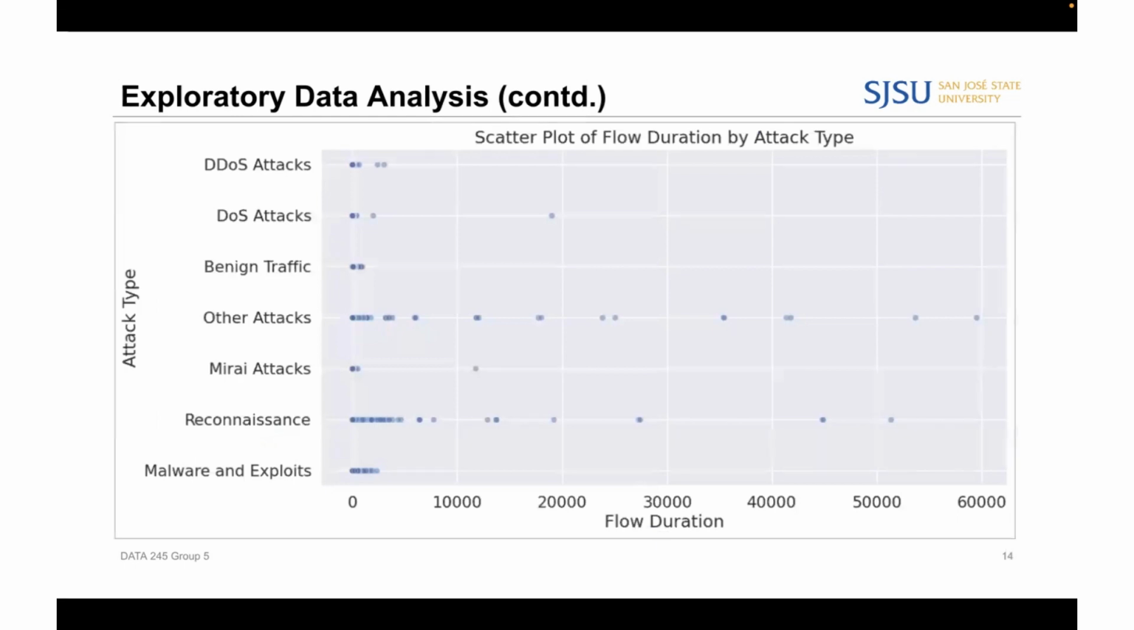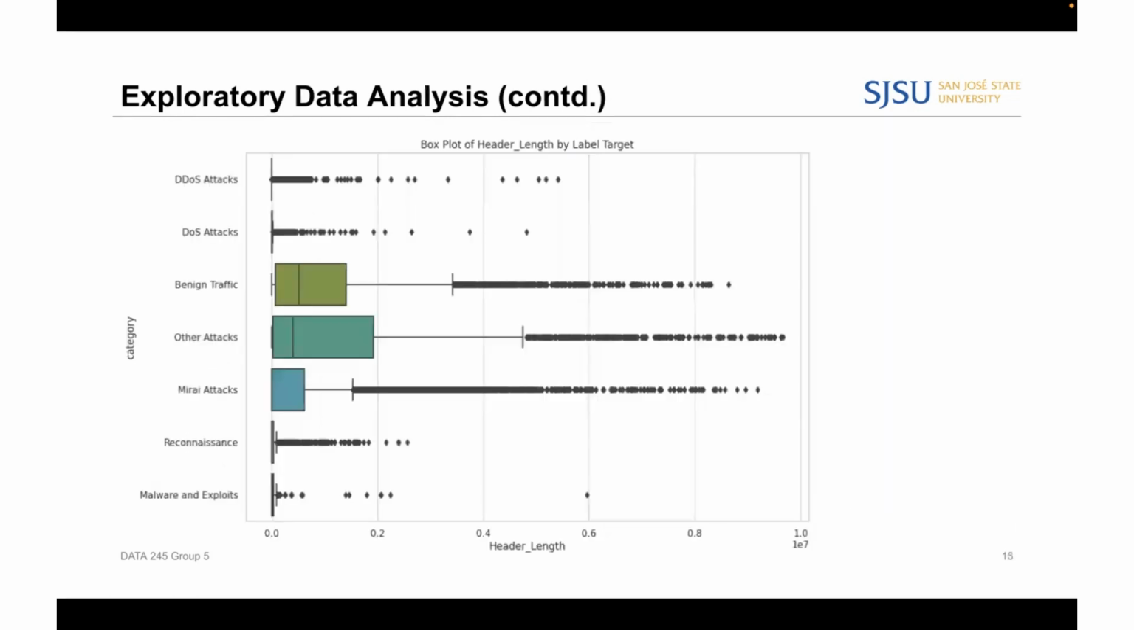Similarly, we continue the exploratory data analysis. This is the scatter plot for attack by flow duration. And then we plotted box plots. As shown, the box plot of header length by label target. As you can see, there are many outliers in the dataset. Therefore, outliers also have to be handled.